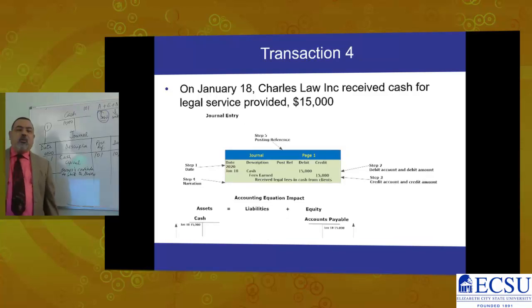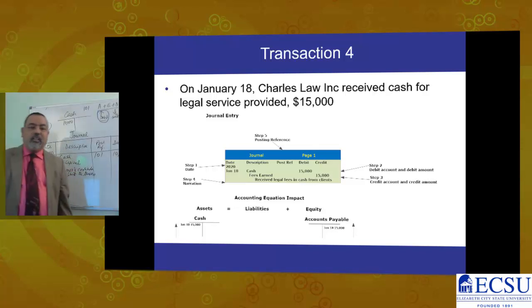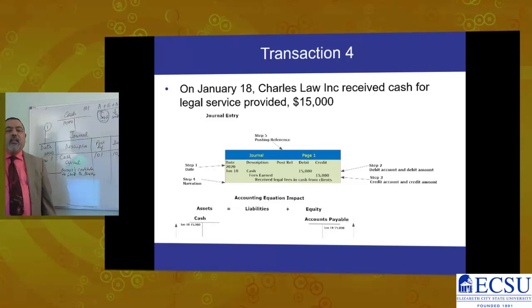Transaction number 4, on January 18, Charles Law Incorporated received cash for legal services. Remember, Charles Law Incorporated is a legal service provider, so therefore it has earned fees from its clients. So the two accounts involved are cash and fees earned. Cash is increasing and fees earned is also increasing.